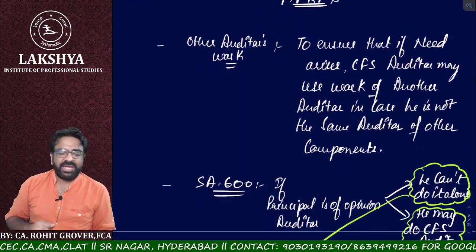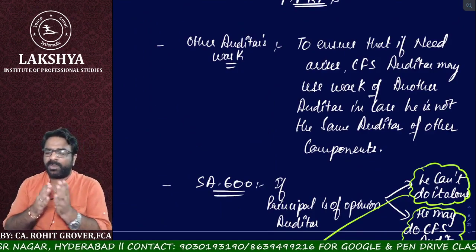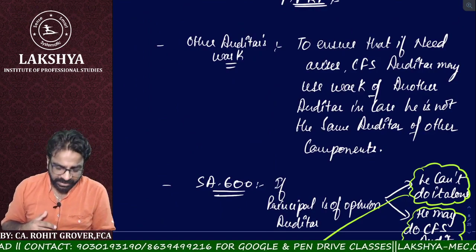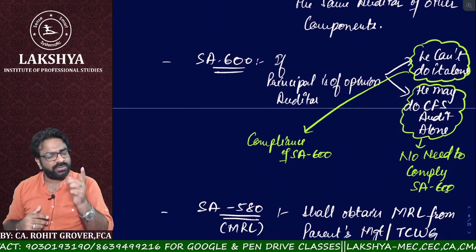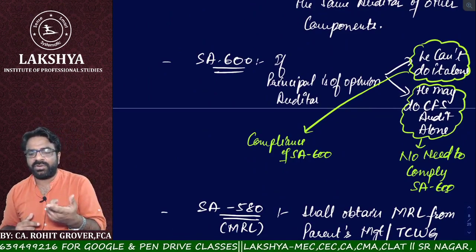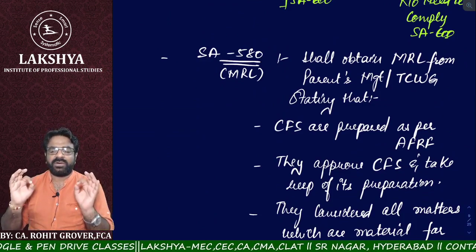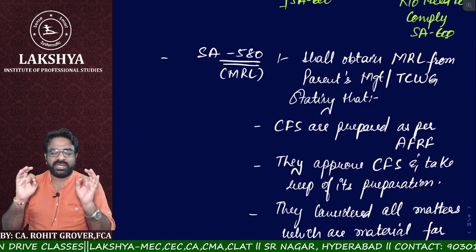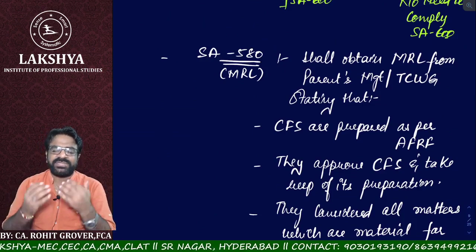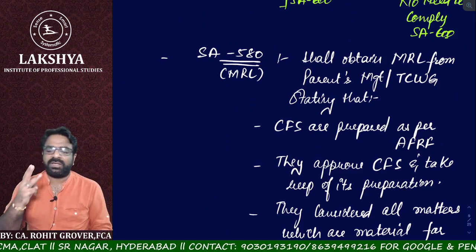What is the next? If the parent auditor is not the component auditor, then in that case he may consider using the work performed by the other auditor. But if he thinks that he can do the work on his own, SA 600 will not prevail. But if he thinks that he cannot do the work on his own, SA 600 will prevail. Then SA 580, the parent auditor's responsibility: the consolidated financial statements auditor has to obtain the written representation letter from the management of the parent or from the TCWG of the parent declaring 3 things.